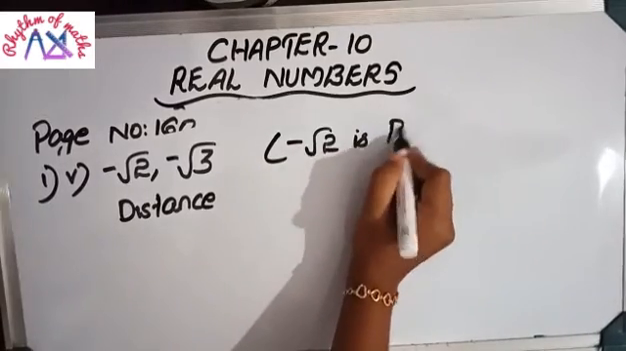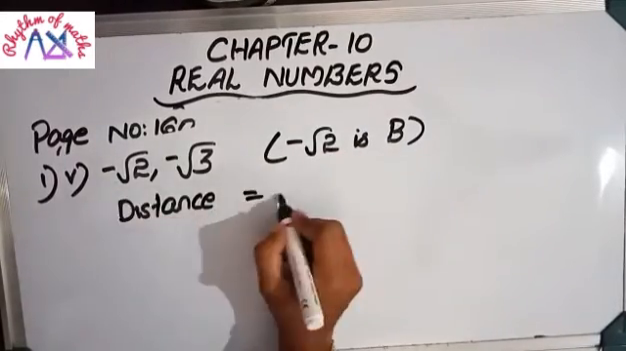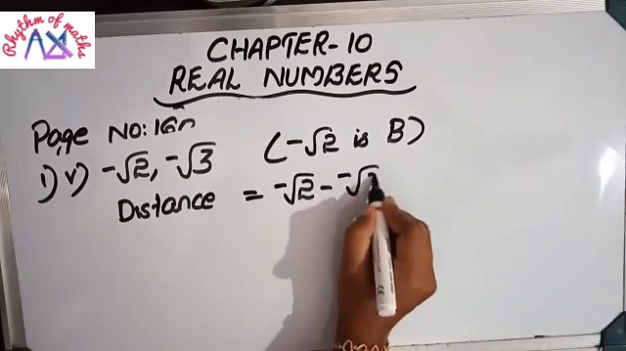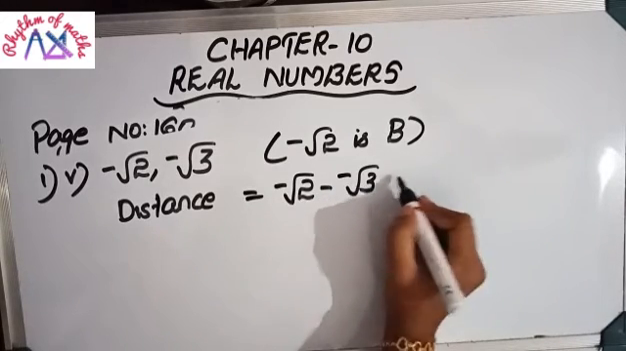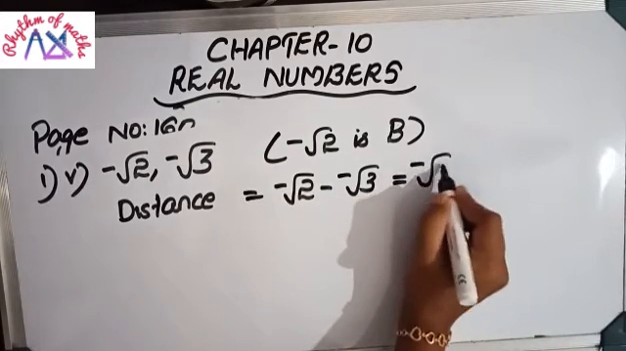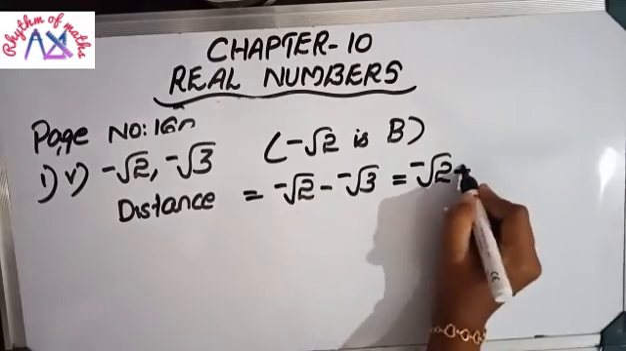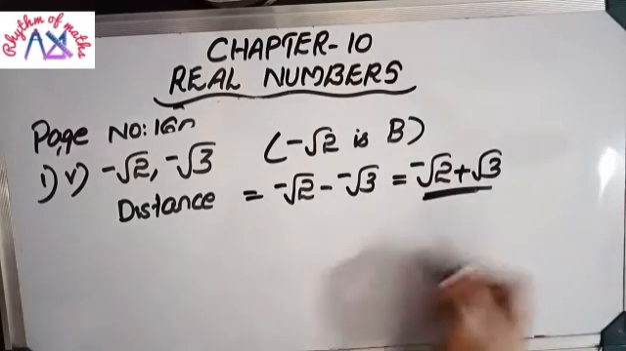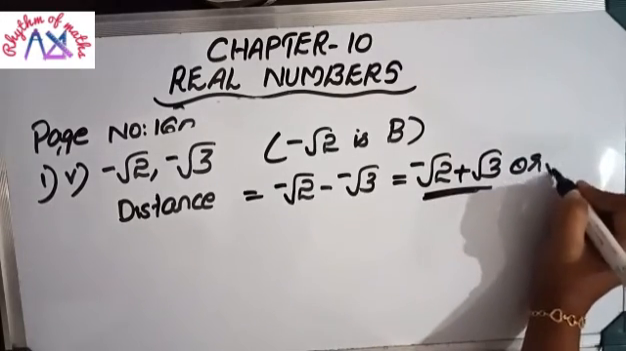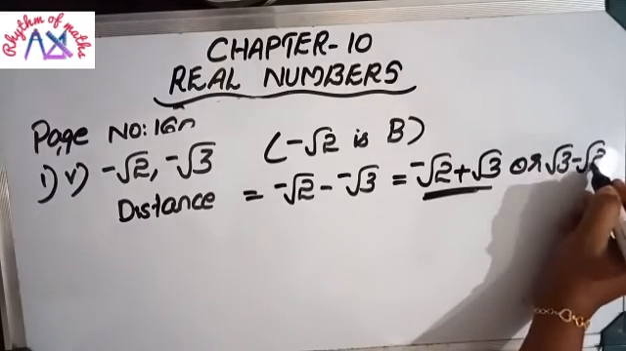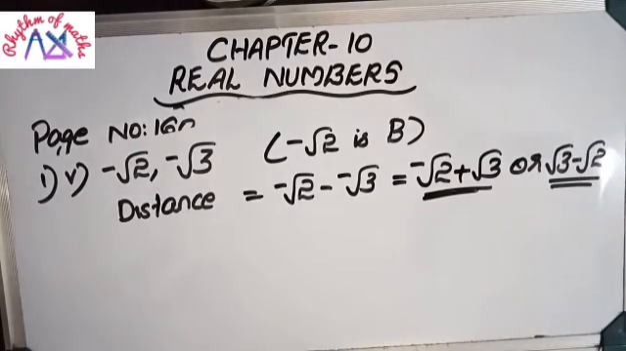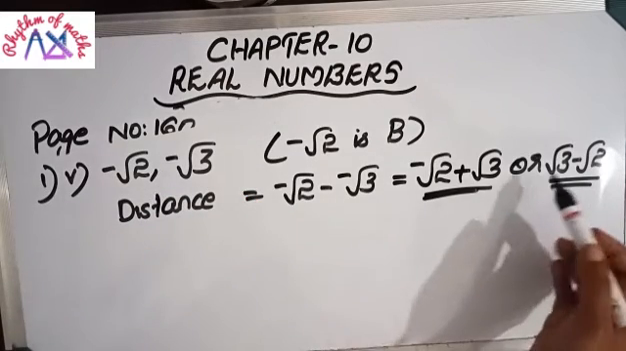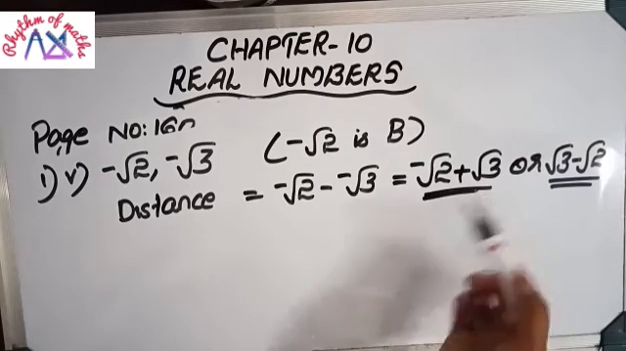That is big. So distance equals minus root 2 minus minus root 3. Bigger number minus smaller number. So the answer becomes minus root 2, negative into negative, plus root 3. So minus root 2 plus root 3 is the answer, or you can change the position, that is root 3 minus root 2. This is also possible. So the distance between minus root 2 and minus root 3 is root 3 minus root 2, or minus root 2 plus root 3.